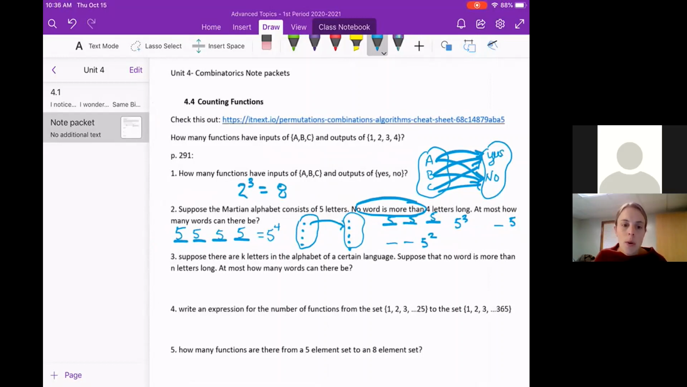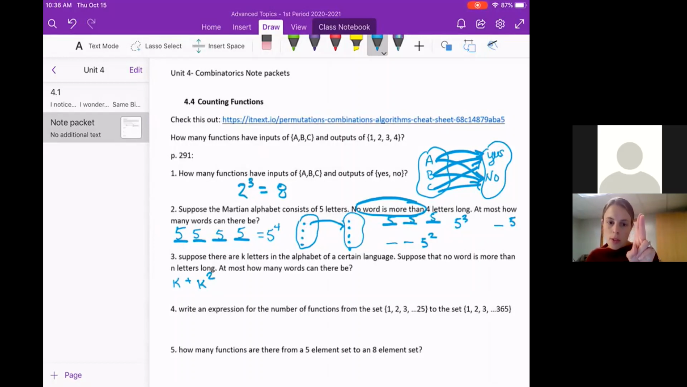So number 3 says, suppose there are K letters in the alphabet of a certain language. Suppose that no word is more than N letters long. At most, how many words can there be? So let's start with a word that has 1 letter. So if there's only 1 letter in that word, then you would have K options to fill in for that letter. Or, you're going to add to it, if you had a word that was 2 letters long, you would have K squared. K times K.